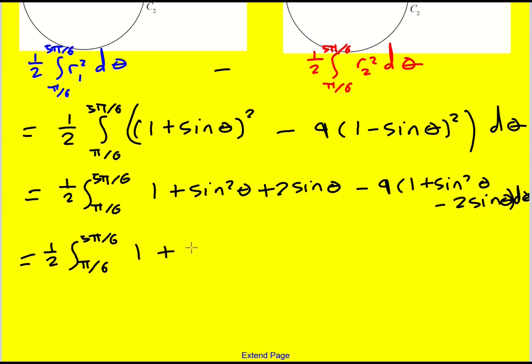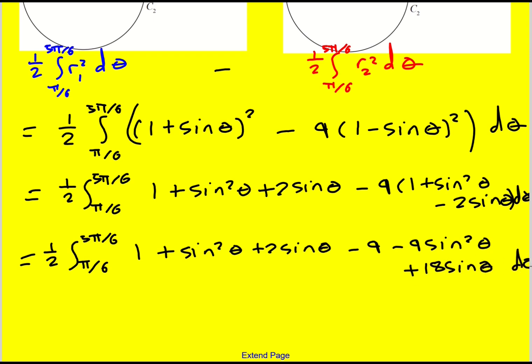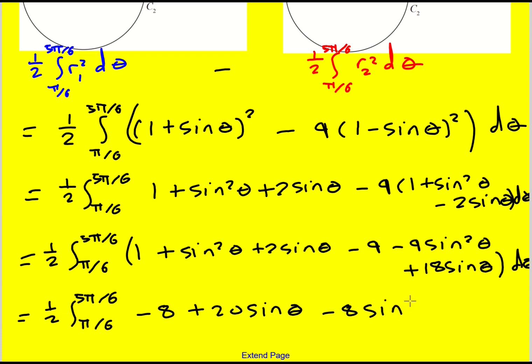I'll just do another line. 1 plus sine squared theta plus 2 sine theta minus 9 sine squared theta plus 18 sine theta. And then we get 1 minus 9, so that's minus 8. 2 sine theta plus 18 sine theta gives us plus 20 sine theta. And sine squared minus 9 sine squared is going to give us minus 8 sine squared theta.